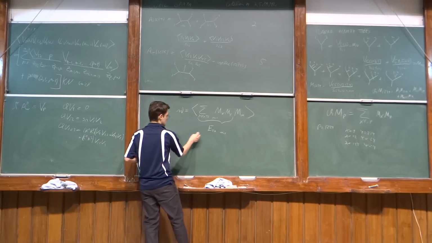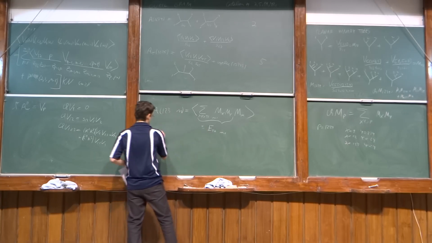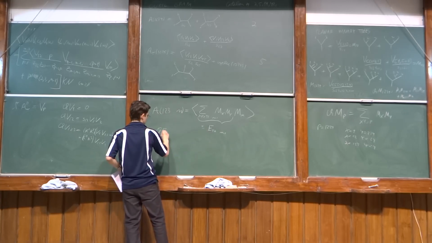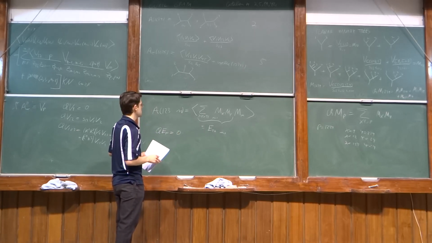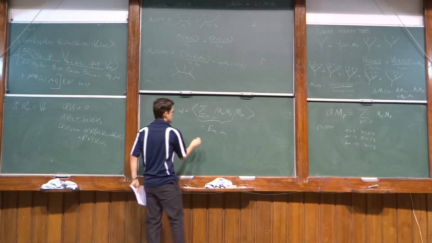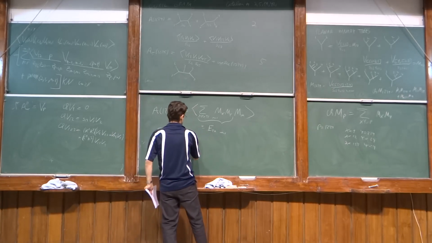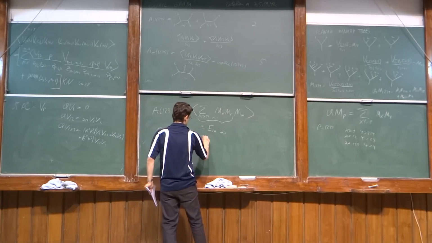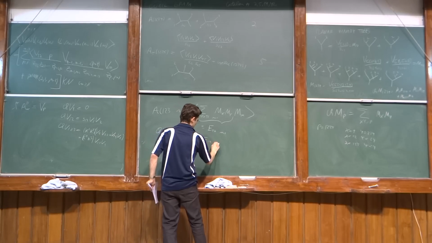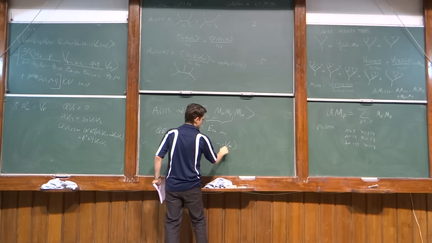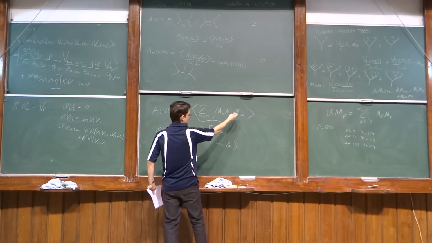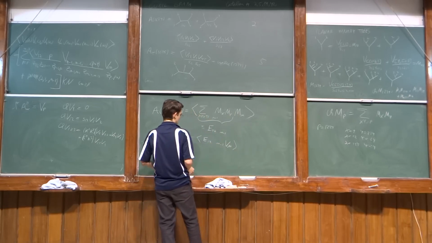You can check that Q of EP is 0, and yeah, okay, so that's it. Vn is the same thing as Mn because it's a single particle label.